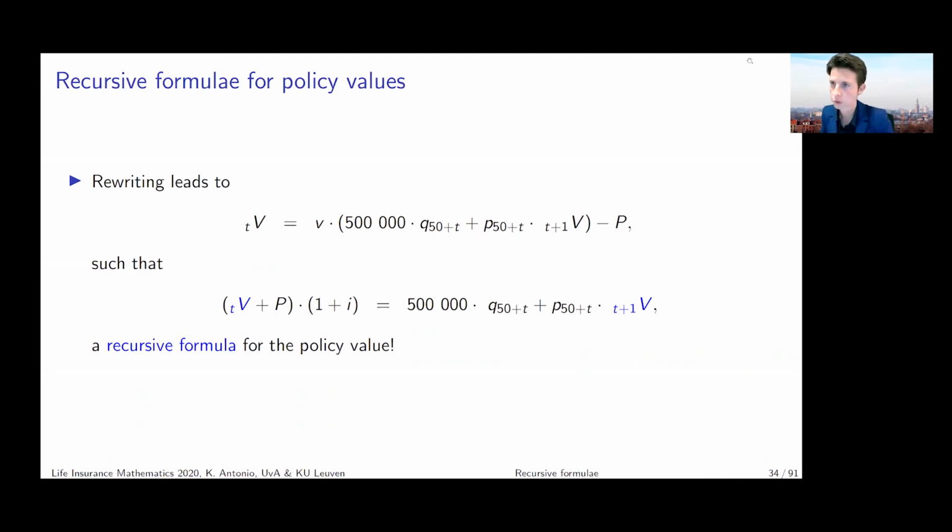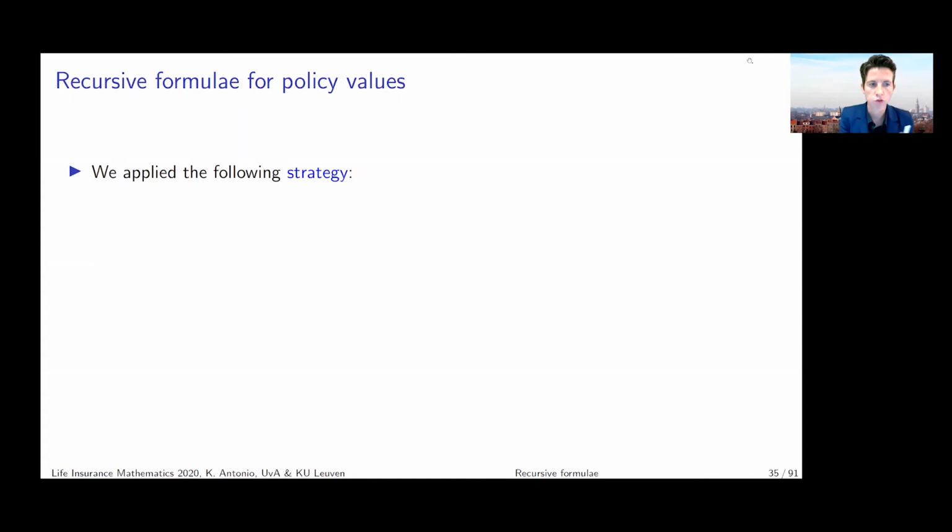Yeah. So here you see on sheet 34, that is the recursive expression that we just derived. So how can we now generalize this to a strategy that is workable, that is applicable to any type of life insurance product that we want to consider? So here is the strategy that we followed. We started from an expression for TV.